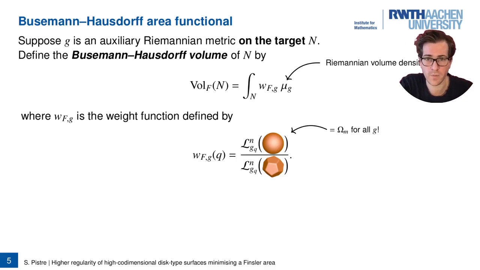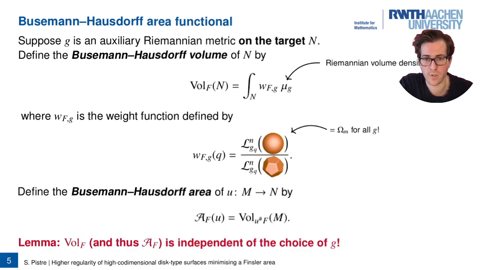Now this was the Busemann-Hausdorff volume of the target, and we want to talk about areas. So we are looking at immersed surfaces, u, which immerse M into N, and then we are defining the Busemann-Hausdorff area functional as the volume now of the domain with respect to the pullback Finsler metric, right? So you are pulling back the Finsler metric, and that will be a Finsler metric on the domain.